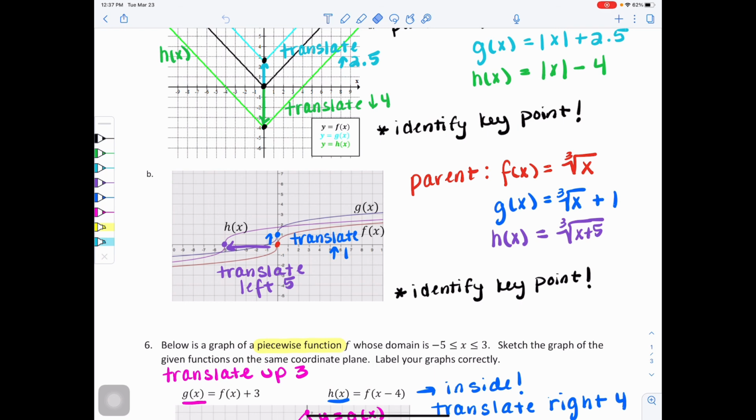When I look at the one in purple, which is labeled as h of x, I see that it translated 5 units to the left. So remember, right and left is a horizontal change, so that means it needs to go inside. And it's the opposite of what you would think. So usually left 5 means subtract 5, but here that means we're going to add 5. So we should be adding 5 underneath the cube root. So h of x equals the cube root of x plus 5.